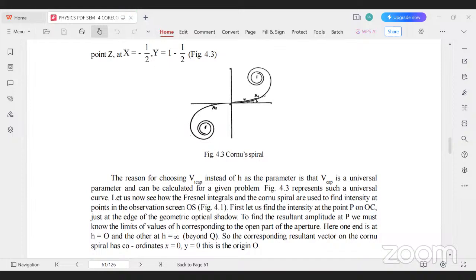So this is a universal parameter and can be calculated for a given problem. So we can say that the resultant amplitude can be calculated by using this corresponding method for finding out the ends of the vectors and the spirals, that is the coordinates, where x is equal to 0, y is equal to 0, and this is the origin. So this calculation is so interesting.